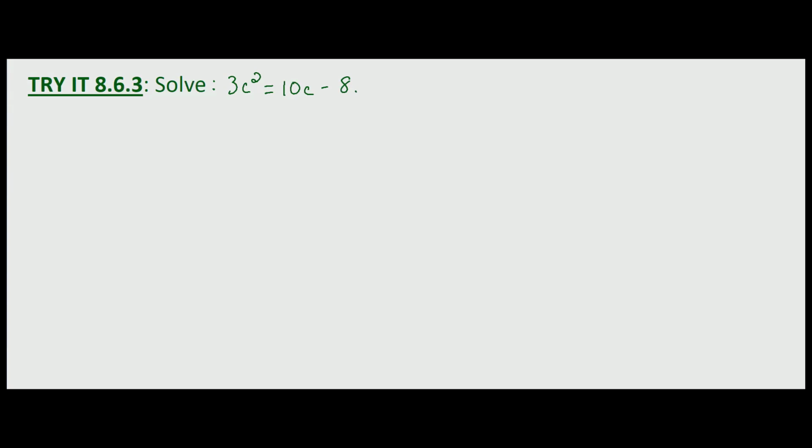In Try It Exercise 3 of Section 8.6, we are asked to solve 3c squared equals 10c minus 8. Eventually we're going to use the zero product property again. In this case, we want to put it in quadratic form, ax squared plus bx plus c equals 0. We want this form.